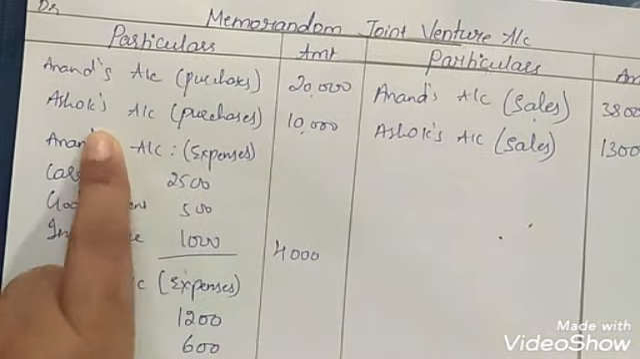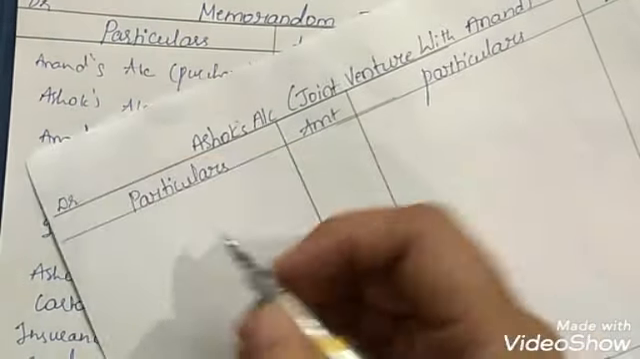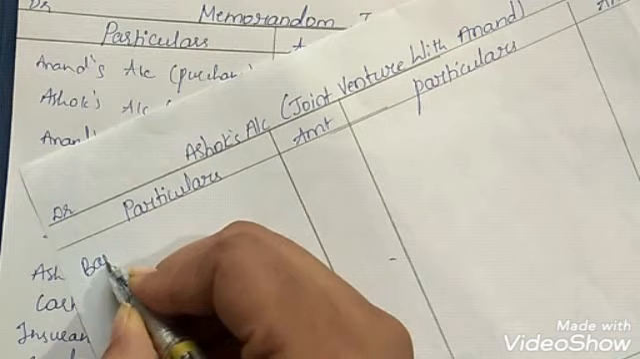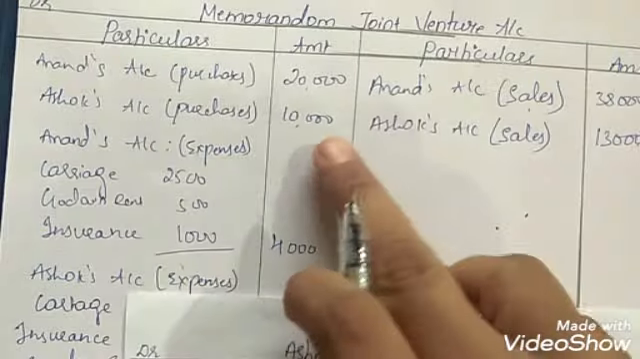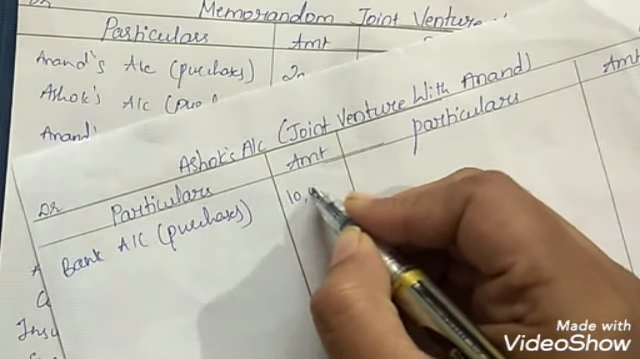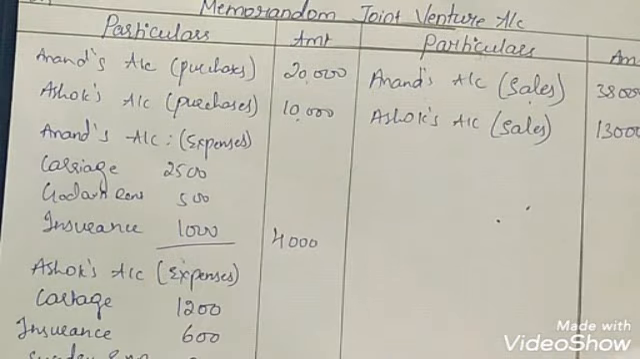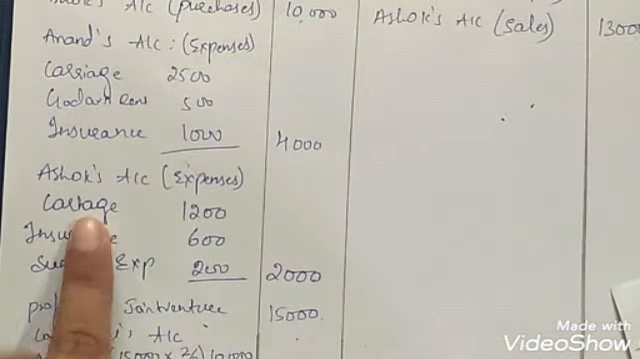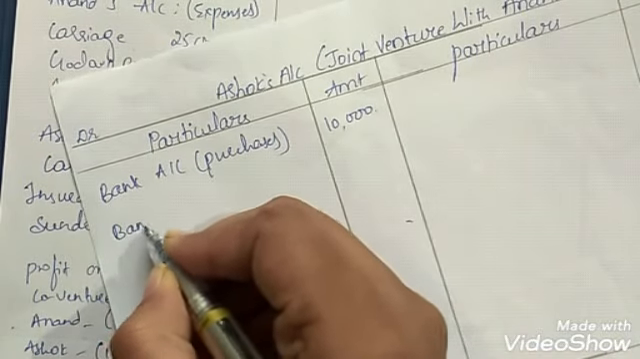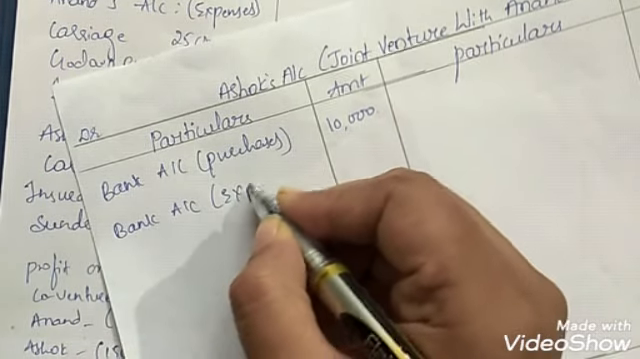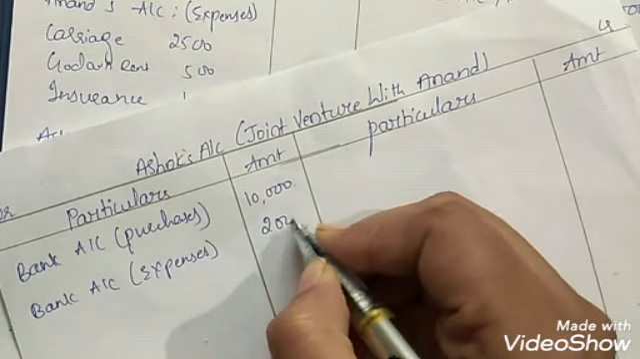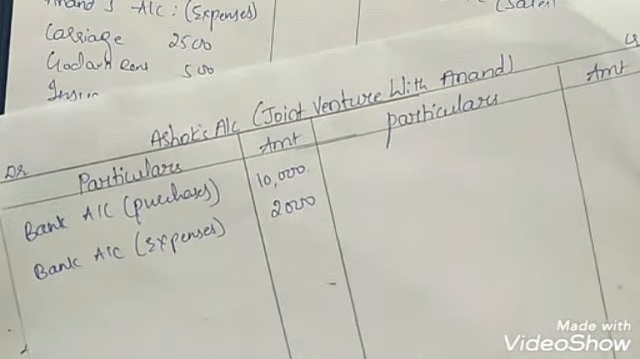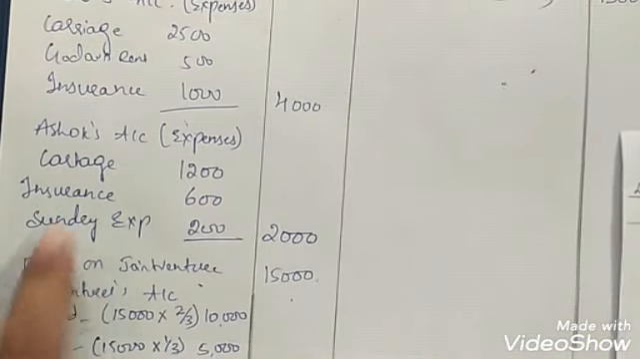So on the debit side we have Ashok's account for purchases, right? So here again on the debit side we will take it as bank account for purchases, okay? The amount of purchases is 10,000 rupees, right? Next, again we have Ashok's account for expenses on the debit side itself. So take it as bank account, expenses, okay? Total expenses of Ashok are rupees 2,000. If you want, you can specifically mention all the expenses also, okay, as you have mentioned here, right?